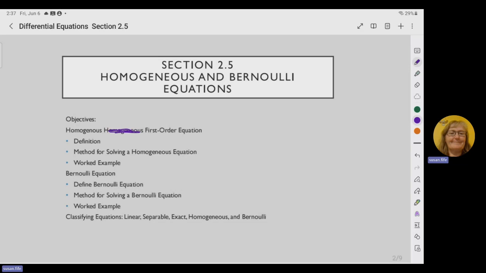And then I have, I think, 4 equations that we'll look at and classify as to what type of equation each one of those is.